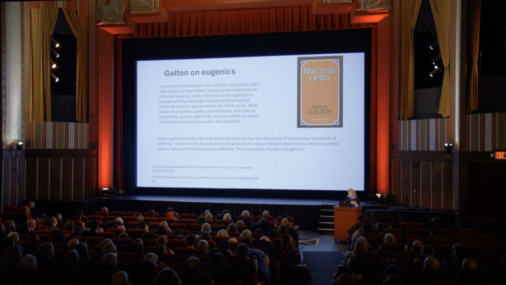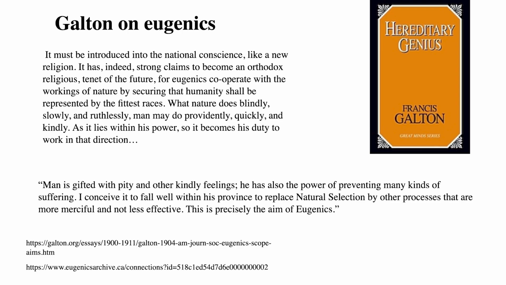And of course, this is an immoral and pseudoscientific theory, without question. Galton, in his book, essentially outlines the prescription, but his thesis comes down to this: man is gifted with pity and other kindly feelings. He also has the power of preventing many kinds of suffering, okay? So I conceive it to fall well within his province to replace natural selection by other processes that are more merciful and not less effective. This is the aim of eugenics.